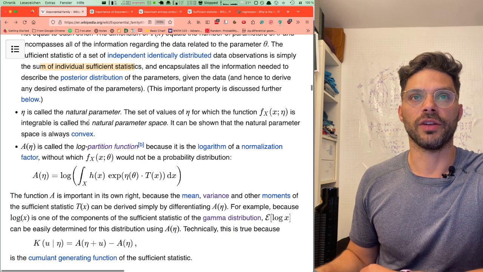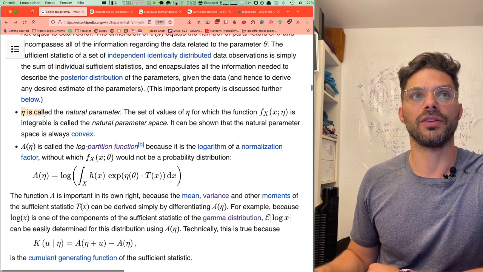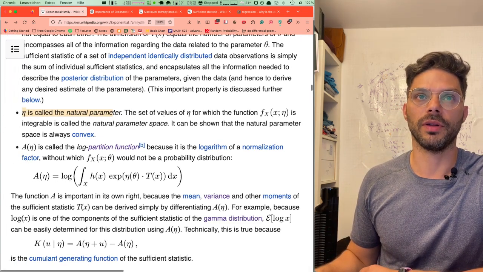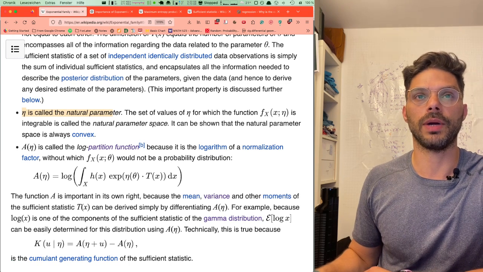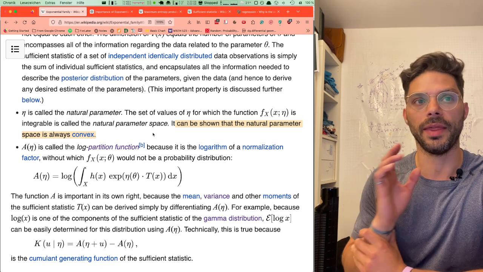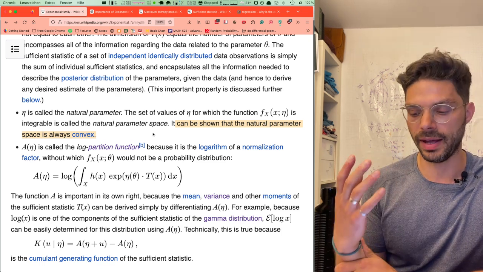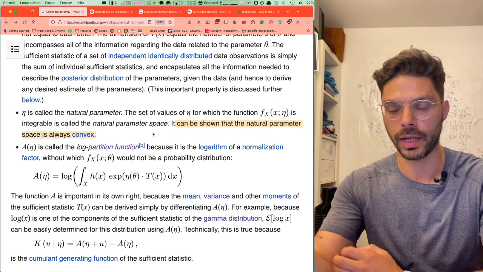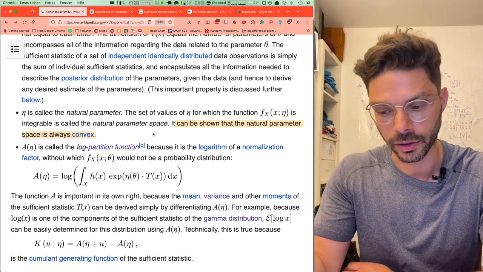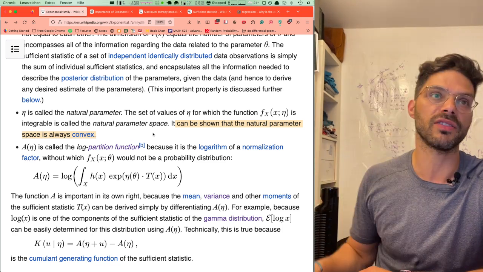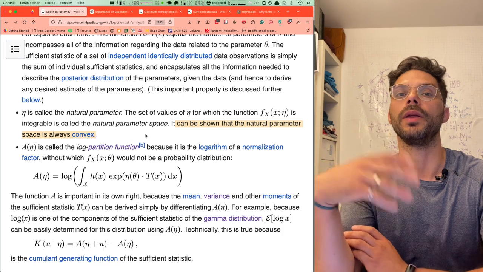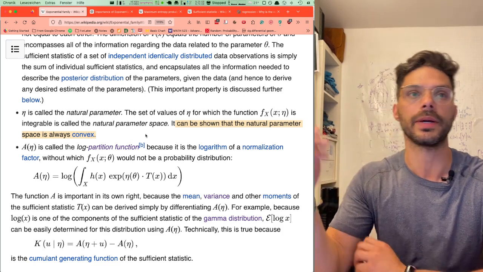The natural parameter. Okay, so this is another interesting property. So eta is called the natural parameter. We discussed that already. It's the set of values for which, the natural parameter space. It can be shown that the natural parameter space is always convex. The reason that's useful is that we're often doing maximum likelihood, and you want to make sure that you don't have multiple local maxima. When the space is convex, any maximum you find will be the global maximum, and that's a very nice property.